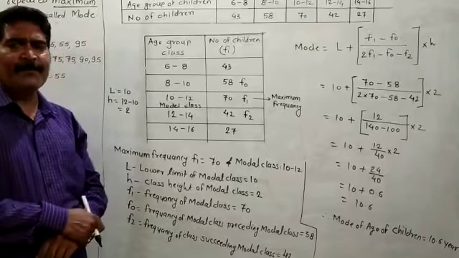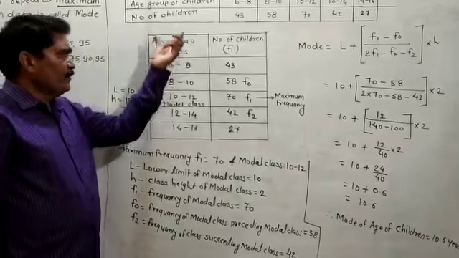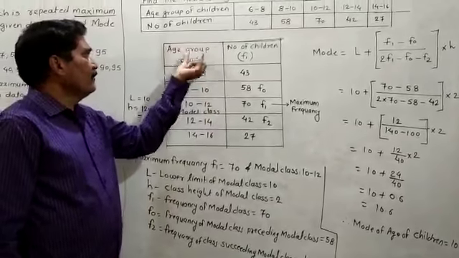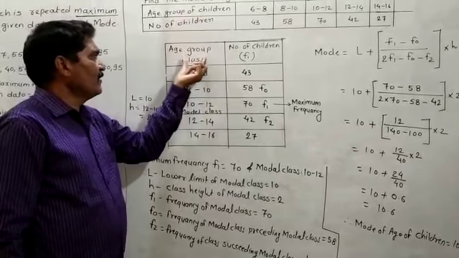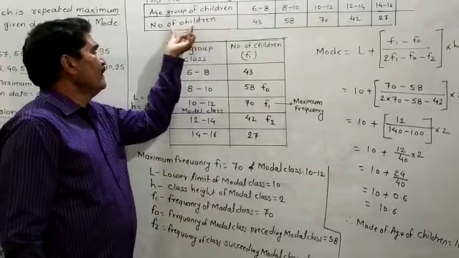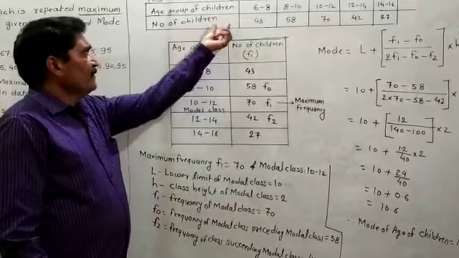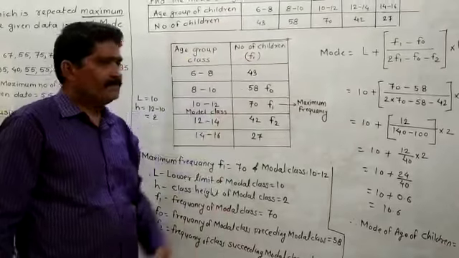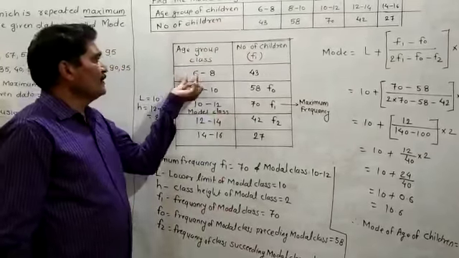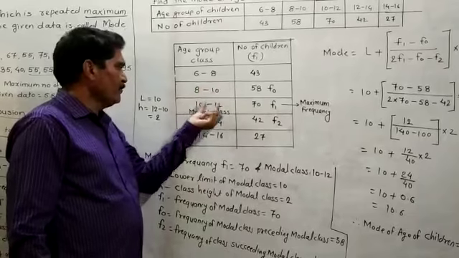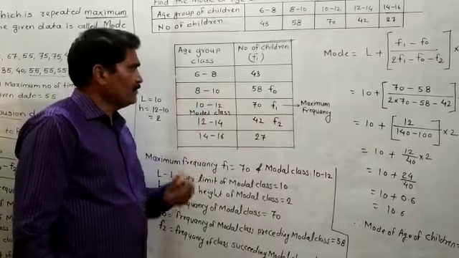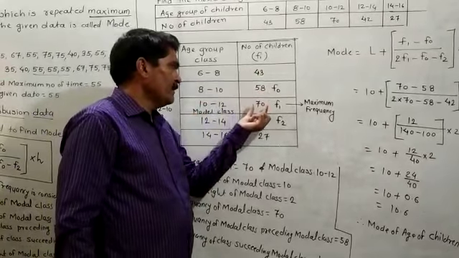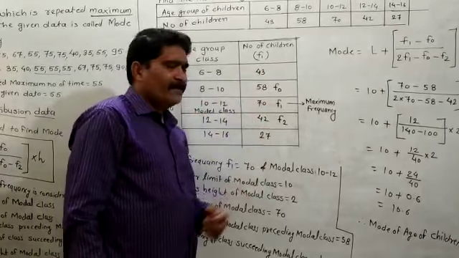So if you want to find out the mode, at that time you have to prepare the columns like this. Vertical columns you have to arrange. The age group of the children, or class, you have to write here, and the number of children you have to write here. This one is called the class and this one is the frequency. First groups are 6 to 8, 8 to 10, 10 to 12, 12 to 14 and 14 to 16. And the frequencies I will write: 43, 58, 70, 42 and 27.